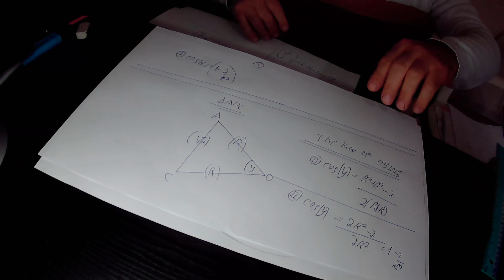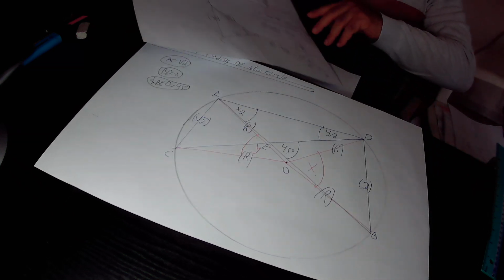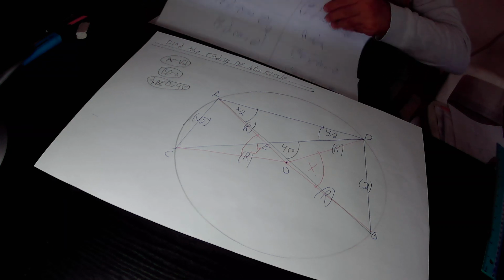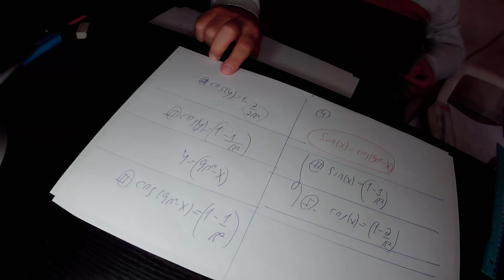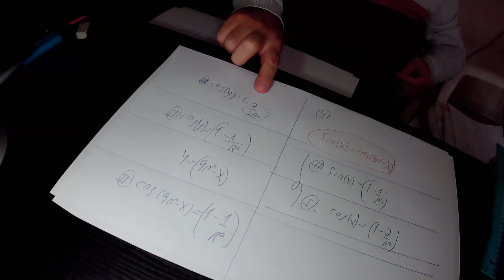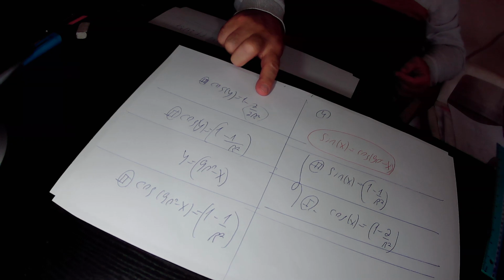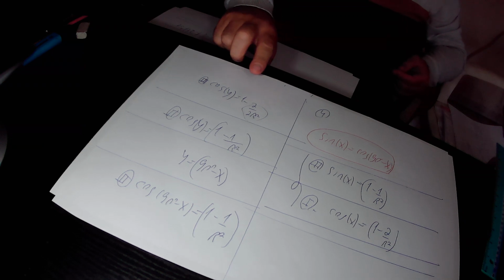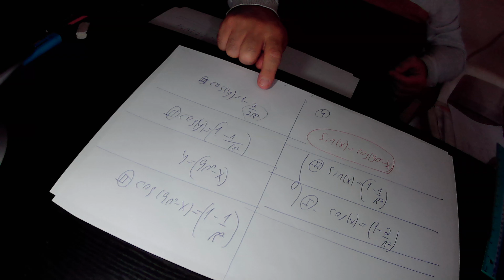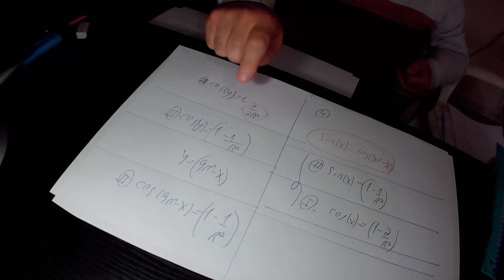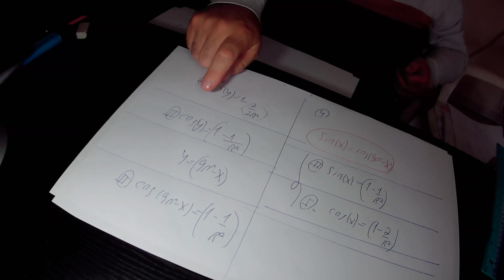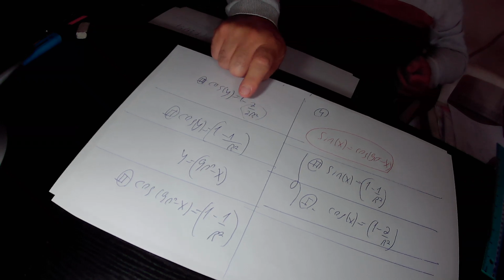So here, again, we found out that according to equation 2, cosine y equals 1 minus 2 over 2r squared. Here we divided both the numerator and the denominator of this expression by 2, and found that in total cosine y equals 1, and minus 2 over 2 is minus 1, and 2r squared over 2 is r squared. So in total we found that cosine y equals 1 minus 1 over r squared.